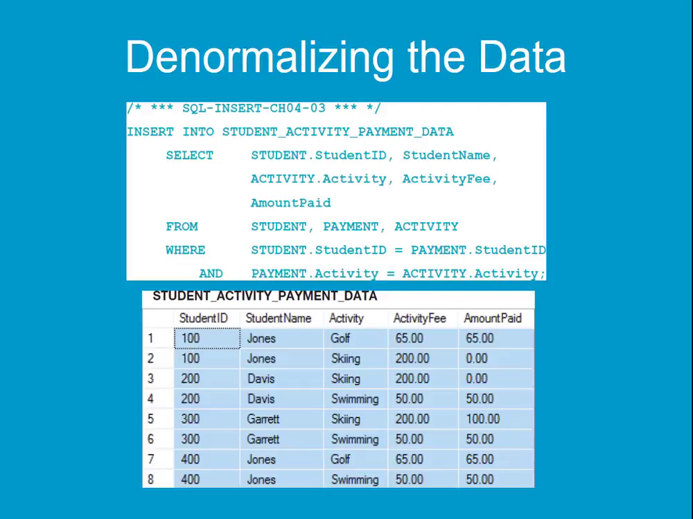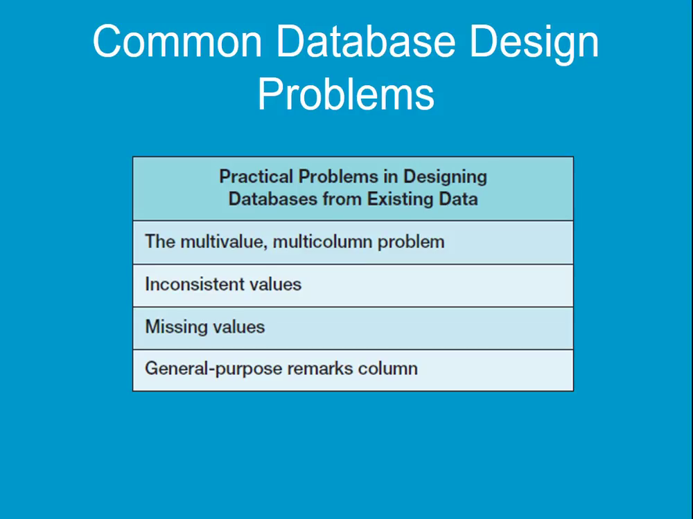We're going to say we want it from those three tables, student, payment, and activity, where the student ID values are equal in both tables, student and payment, and the activity fields or attributes in the payment and activity tables are equal as well. And then we get this new table. You see the results listed here. So we're denormalizing our normalized data.